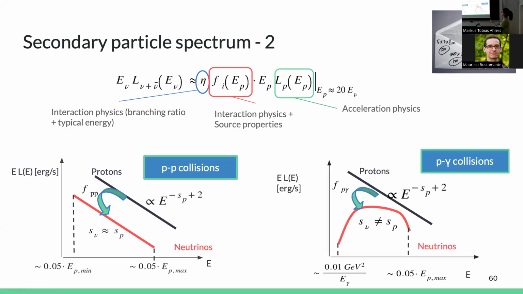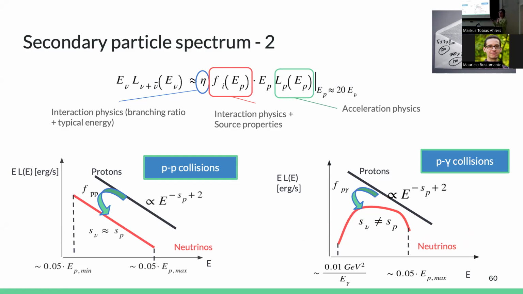But when we consider interactions of relativistic protons with photons, which are pretty common in astrophysical environments, you can see that the neutrino spectrum is very different from the parent proton one, because it depends sensitively on the target photon spectrum. The radiation fields that we have in different astrophysical sources do not always have a universal energy distribution. And this is reflected in the expected neutrino spectrum.